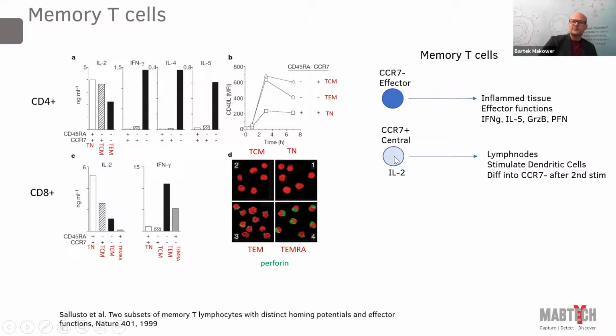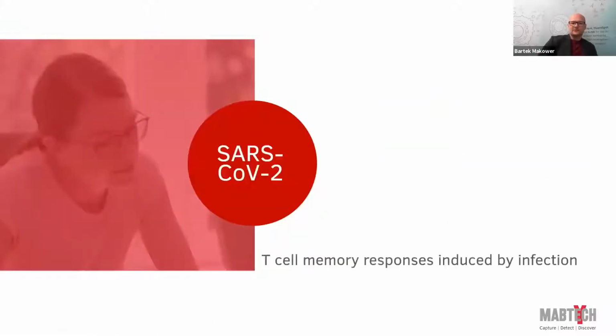While the central memory cells express lots of IL-2, which is used for T cell division and proliferation. And they have CCR7, so they can migrate to lymph nodes where they can stimulate dendritic cells. And they can also differentiate into these cells. So this is probably a floating continuum which changes all the time.